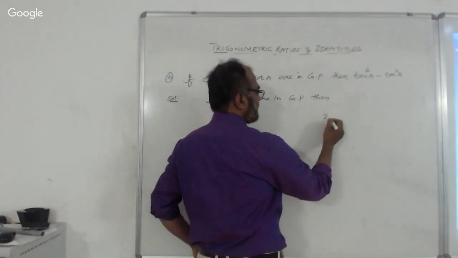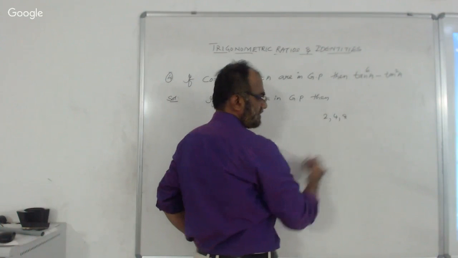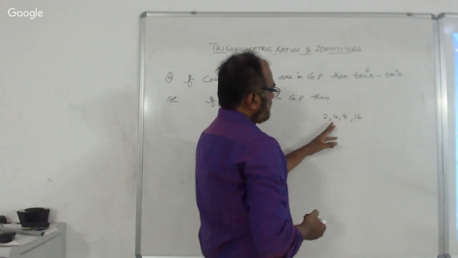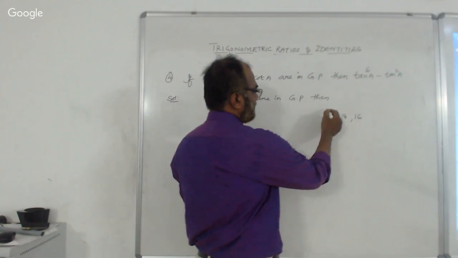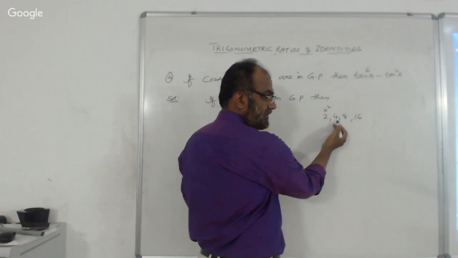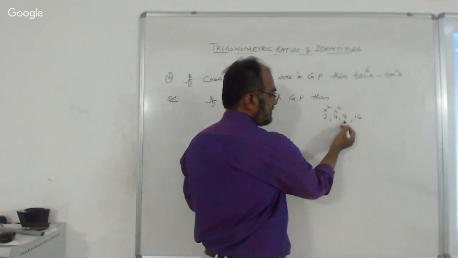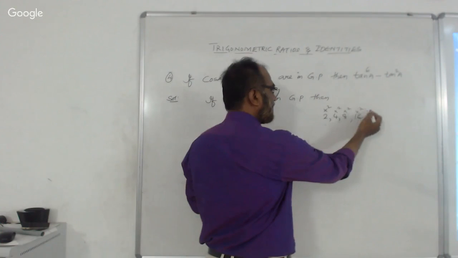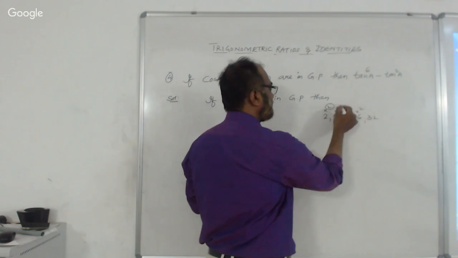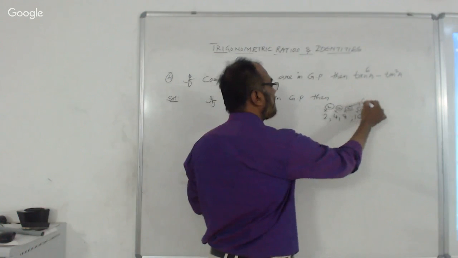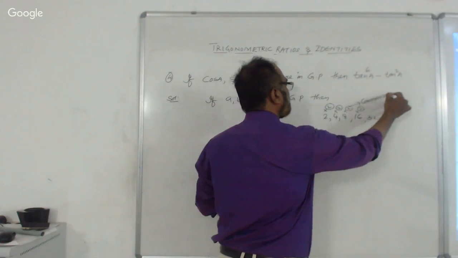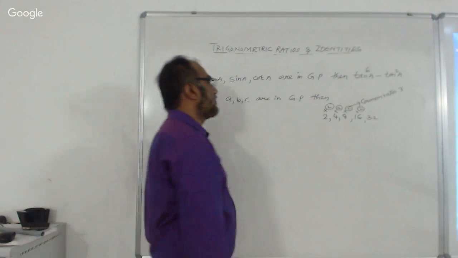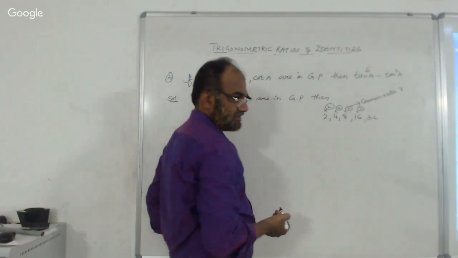So you have a sequence like 2, 4, 8, 16. Here you are multiplying the first term by a fixed number, 2, and you get 4. Again, multiplying 4 by the same fixed number, you get 8, and again you get 16. This fixed number is called the common ratio, denoted as R. This sort of sequence we call a GP.